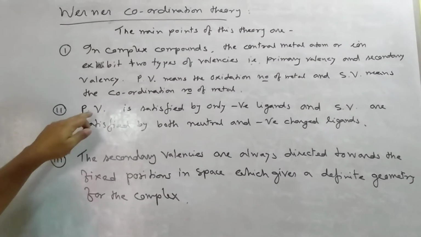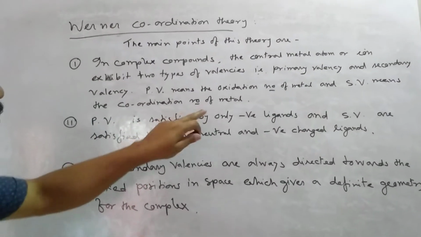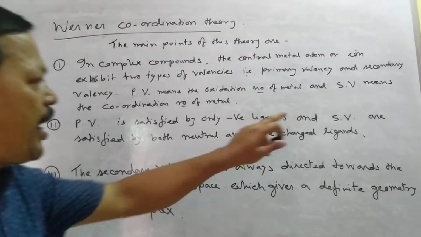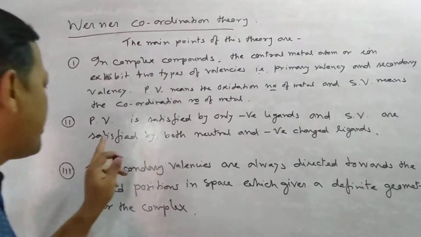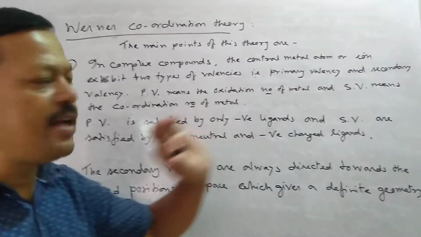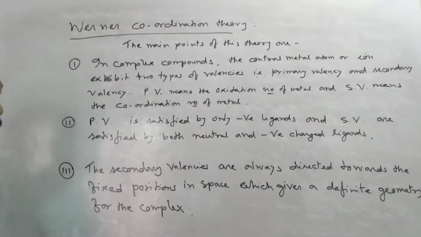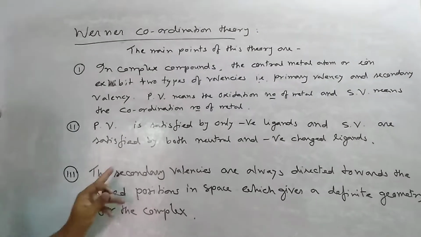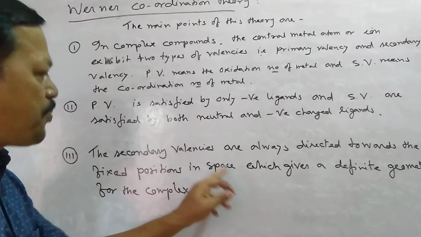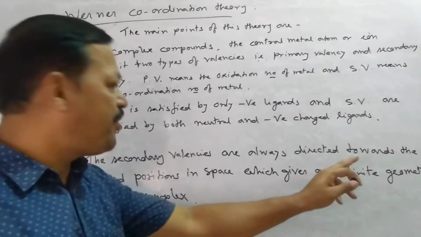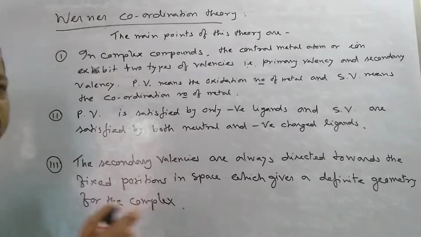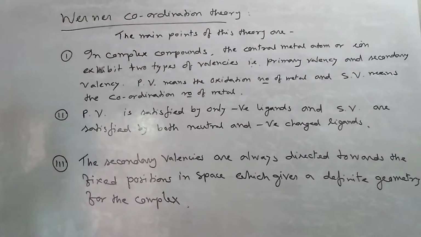Second point, primary valency is satisfied by only negative ligands, I mean anionic ligands, and secondary valency is satisfied by both neutral and anionic ligands, I mean negatively charged ligands. Number 3, the secondary valencies are always directed towards the fixed positions in space, which gives a definite geometry for the complexes. These are the main three points of Werner's coordination theory.